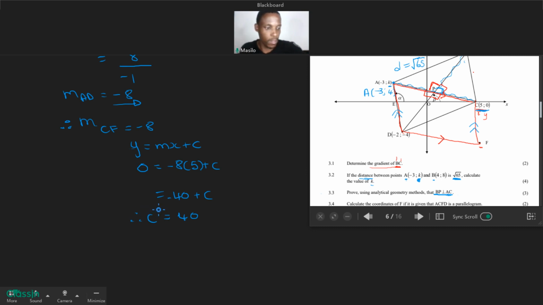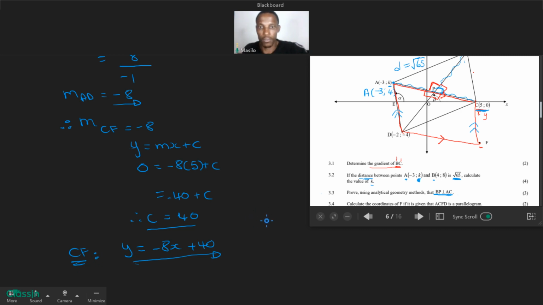Now, once we have this, we know the value of c, therefore we can say y equals negative 8x plus 40, which is our equation of CF.